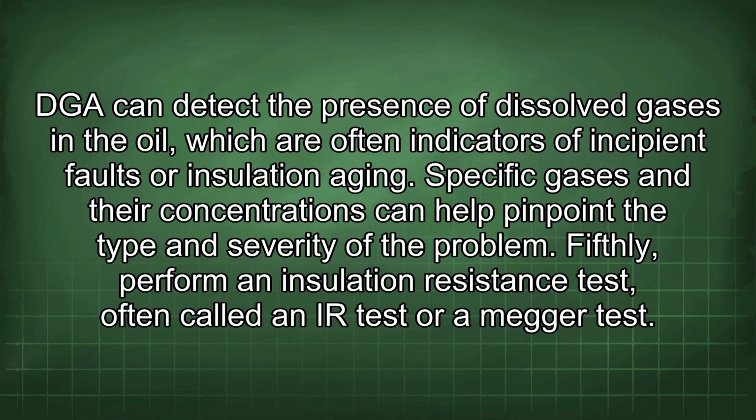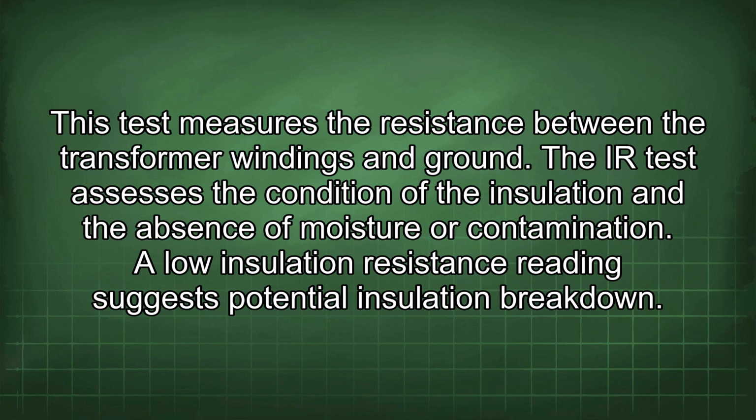Fifthly, perform an insulation resistance test, often called an IR test or a Megger test. This test measures the resistance between the transformer windings and ground. The IR test assesses the condition of the insulation and the absence of moisture or contamination. A low insulation resistance reading suggests potential insulation breakdown.